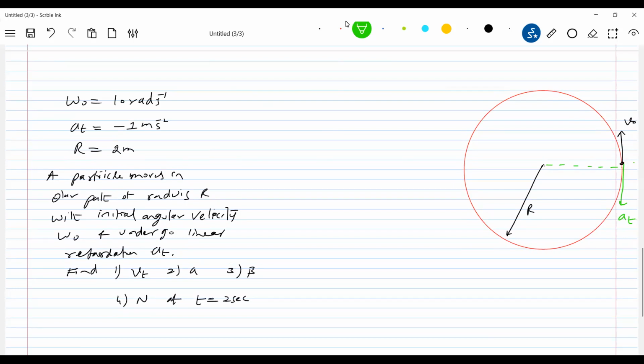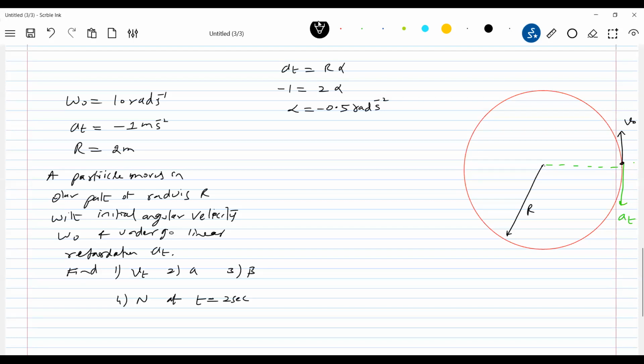Okay, now come for this. First, can we do one thing? Can we calculate angular retardation? So let me go for all the calculation. a_t equal to r alpha. What is a_t? Minus 1. R is 2. So what is alpha? Minus 0.5 radians per second square. This is alpha.